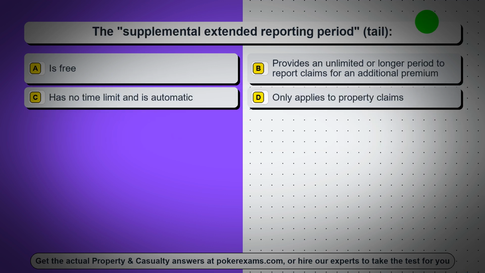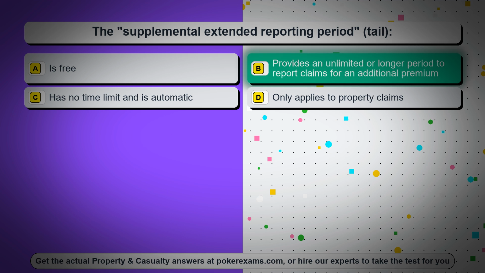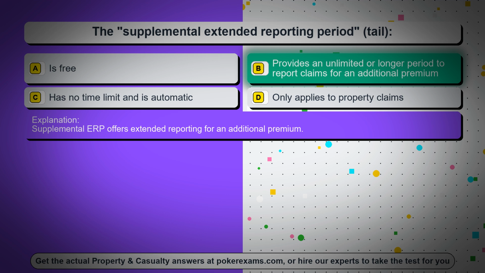Question 31. The supplemental extended reporting period, TAIL, option A, is free, option B, provides an unlimited or longer period to report claims for an additional premium, option C, has no time limit and is automatic, option D, only applies to property claims. The correct answer is option B, provides an unlimited or longer period to report claims for an additional premium. Supplemental ERP offers extended reporting for an additional premium.